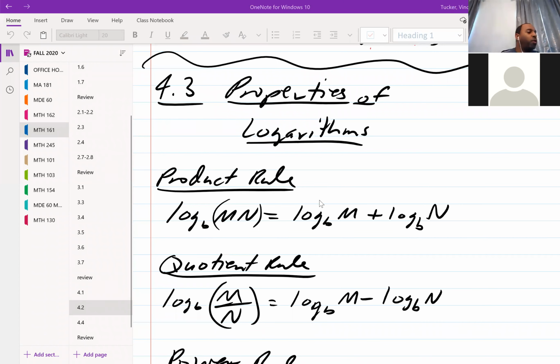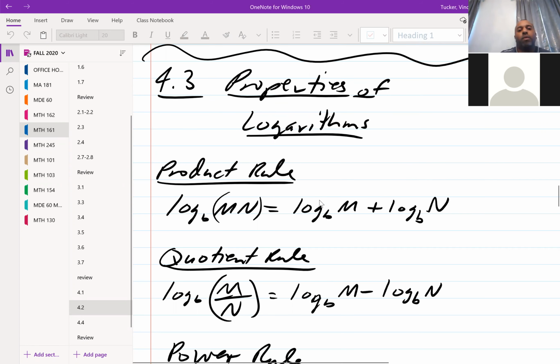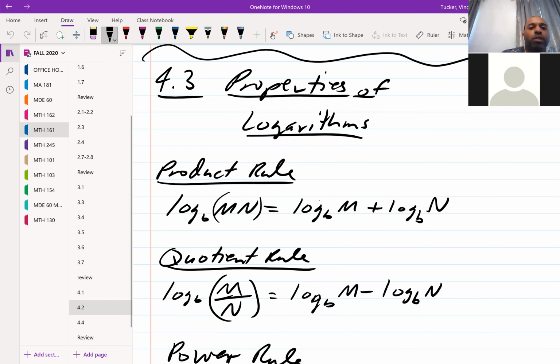All right, so 4.3, properties of logarithms. We have the product rule, in which you can rewrite the log of mn, m times n, as the addition of two logs. So that's the product rule. Notice the bases have to be the same.